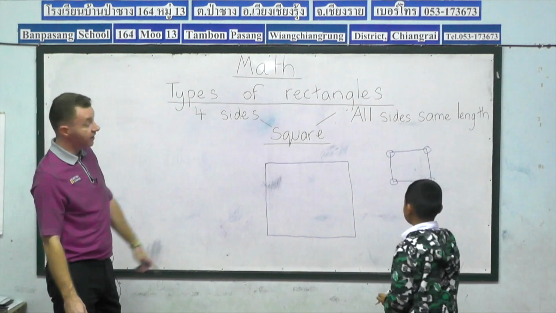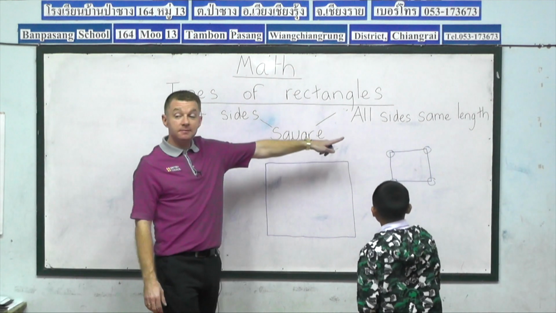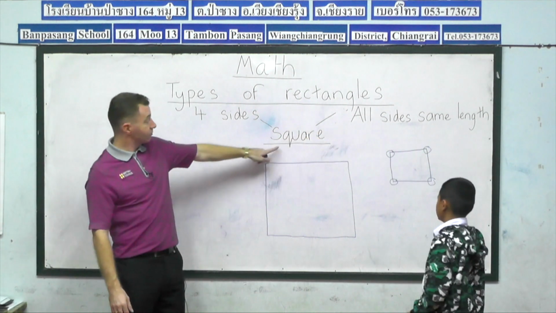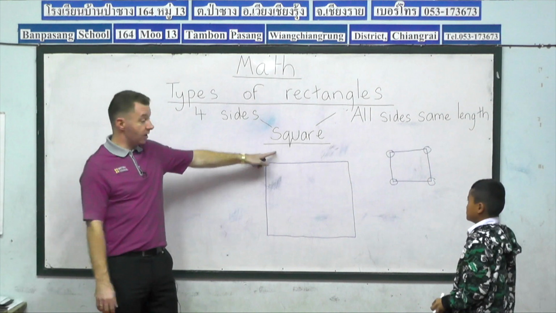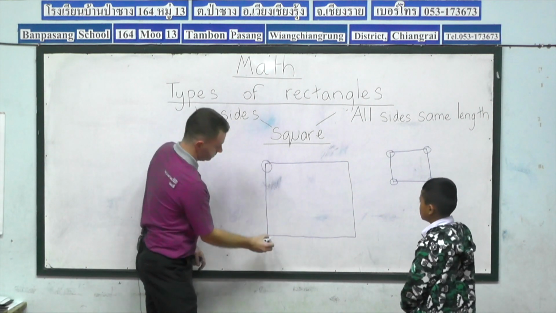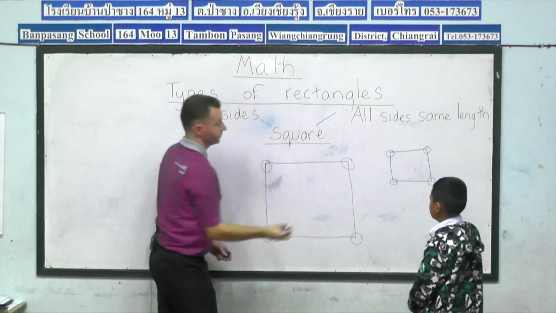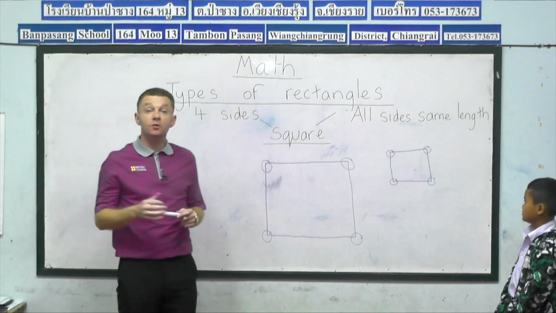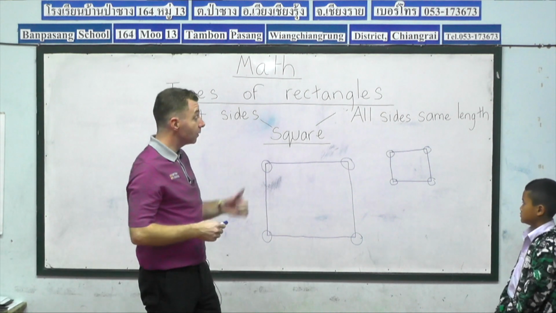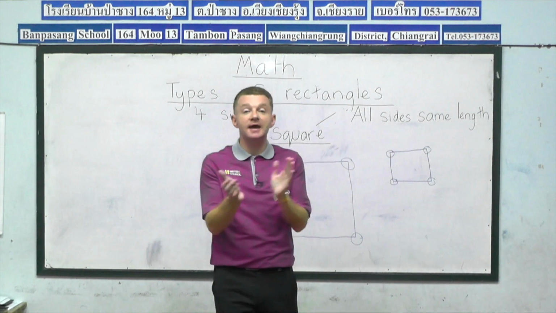Brilliant, Chu. So how many sides? 4. All sides same length? Yes. What shape do we have? Square. And once again, we can see the amount of right angles. 1, 2, 3, 4. So here we've got another example of a square. Chu, that was brilliant. High five and a big round of applause for Chu, please, guys.